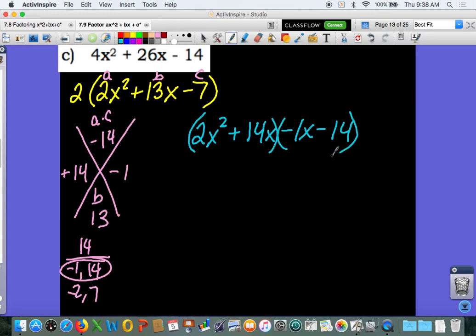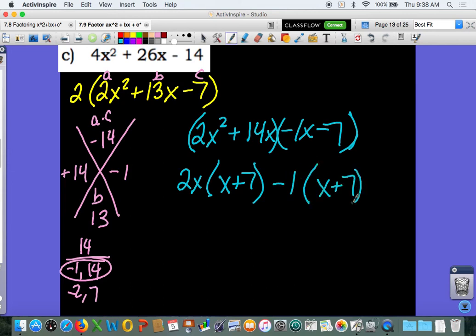The GCF of the first group is going to be 2x, leaving me with x plus 7. The GCF of the second group, if I didn't have a typo, it should be a 7 right there. The GCF of the second group is simply negative 1, leaving me with x plus 7. Okay, my binomial sets do match, so I'm on the right track. 2x minus 1, x plus 7.